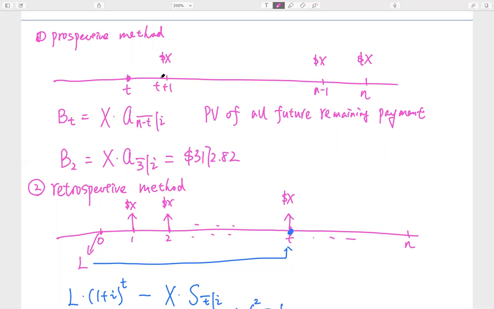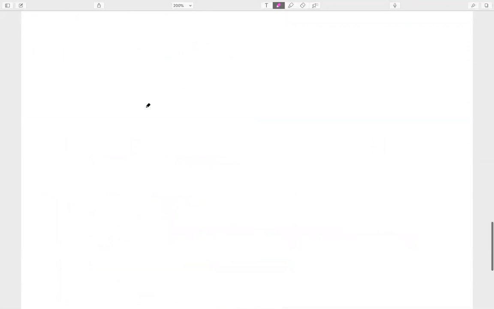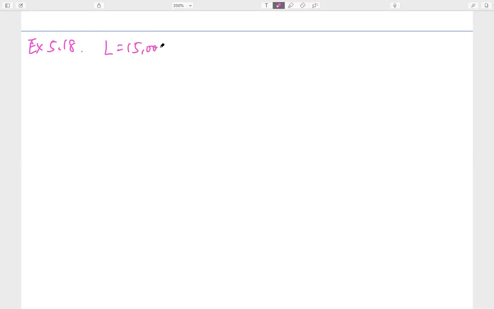Let's consider a slightly more complicated example. Let's go to a new example, Example 5.18. What do we have? We have L is 15,000. We are trying to use the amortization method, but now it's monthly, so that doesn't really matter. At the end of each month for 8 years, the nominal rate of interest is 8% convertible quarterly.